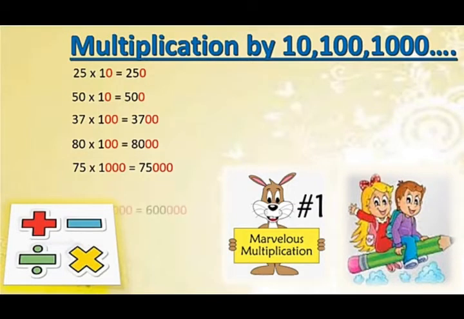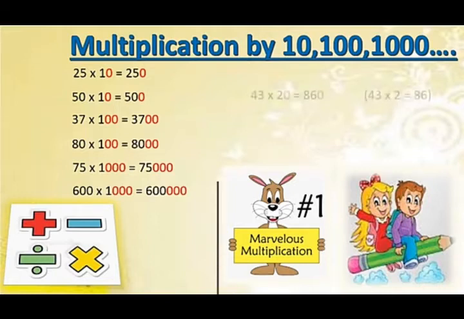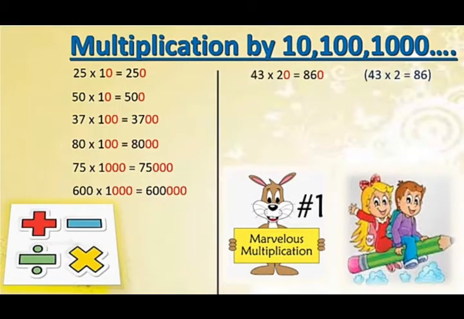Similarly, 600 multiplied by 1000 is 6 lakh. Now let us see some more examples.